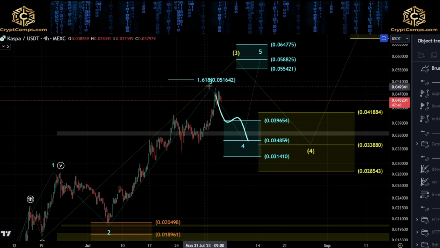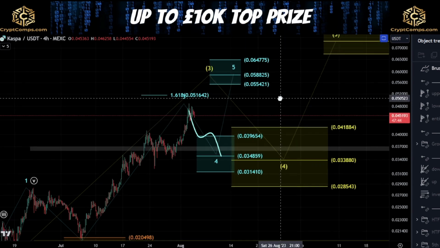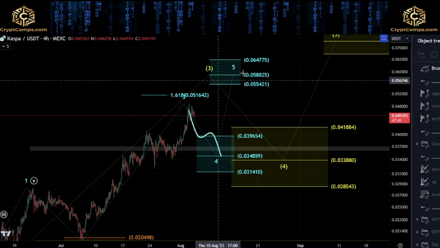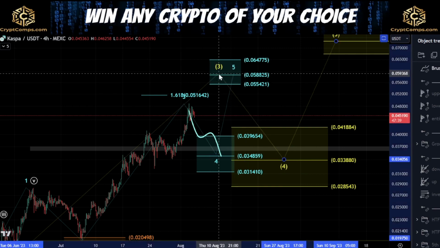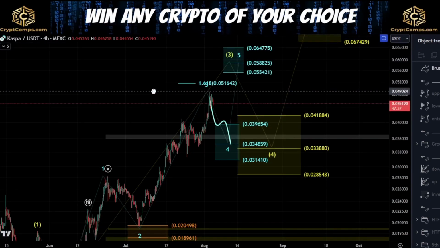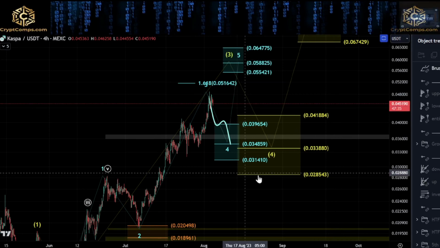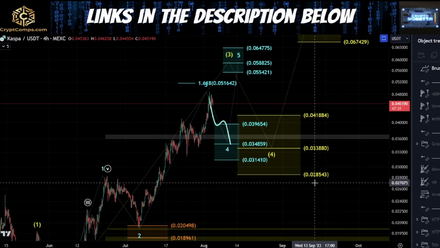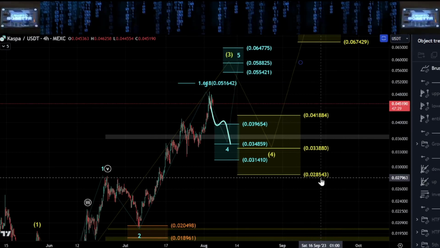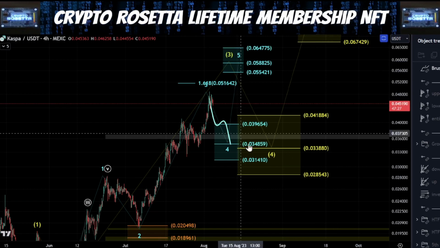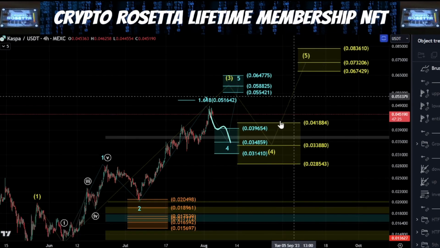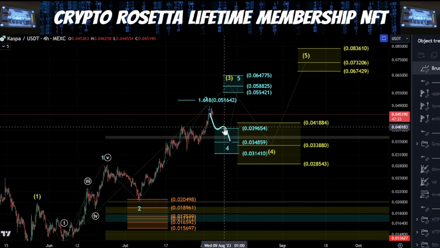Now, if we do see something along these lines, this would then align with the idea that this 5th wave has completed. Then what we'd have to watch for more confirmation that this move is correct is we'd have to then hold this zone again of this 41884 to this 028543 as our secondary 4th wave here, and then see an additional push up. So this is what we'd want to see if this is playing out.